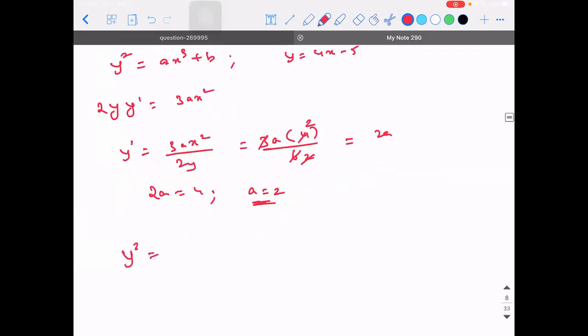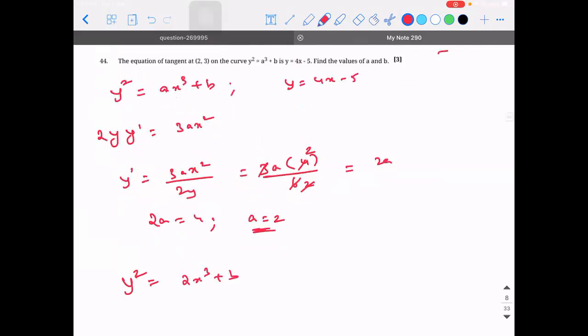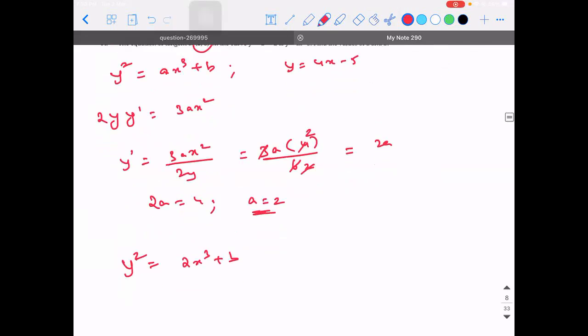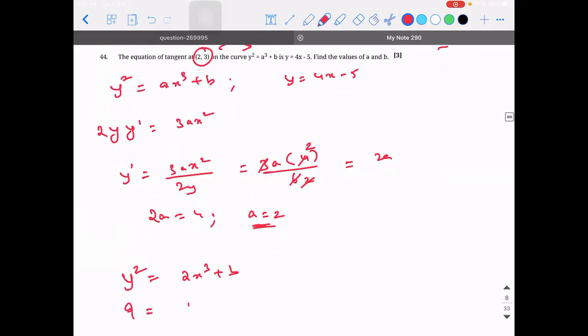When a is 2, we know that y square is equal to ax cube plus b. Another way you can write it as 2x cube plus b. Since 2, 3 is a point on this curve, you can substitute that point also. When you substitute the point, you will get 9 is equal to 2 into 8 plus b, which implies b will be how much? Minus 7. So a is 2, b is minus 7. So the question is actually wrong. Data is missing.